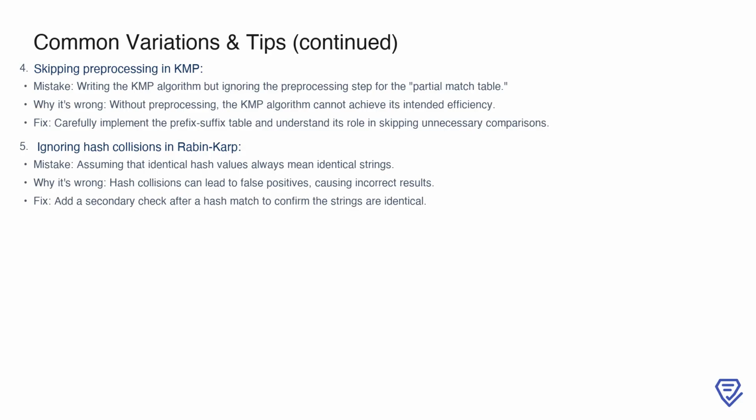Another frequent issue arises in the Rabin-Karp algorithm, where hash collisions are ignored. It's a mistake to assume that matching hash values always mean the strings themselves match. This can lead to false positives and incorrect results. To address this, always add a secondary check after a hash match to confirm that the substrings are indeed identical. Attention to these details can make a big difference in implementing these algorithms correctly.